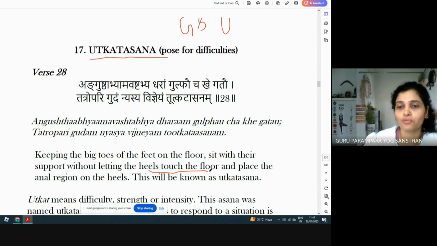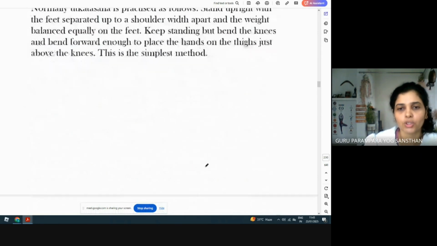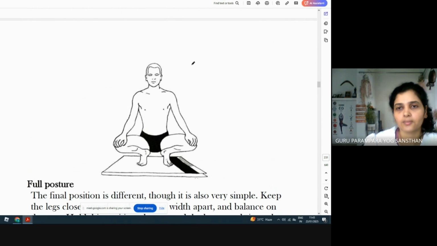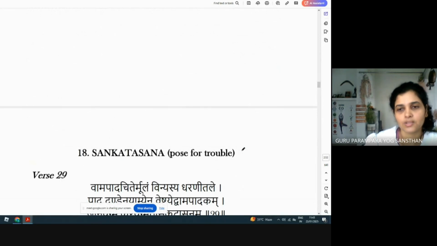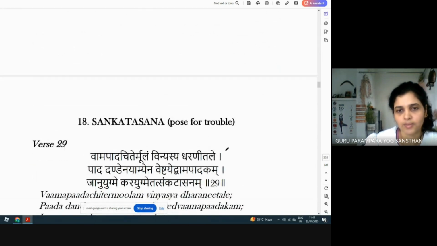You are on your toes while sitting and place the inner region on the heel. Like we do Malasana on an Indian toilet, the same type. This will be known as Utkatasana, but you don't have to touch your feet on the ground. There may be a picture like that. Malasana, but your feet are not flat. You are raising your heels like Tadasana. So this was your Utkatasana.